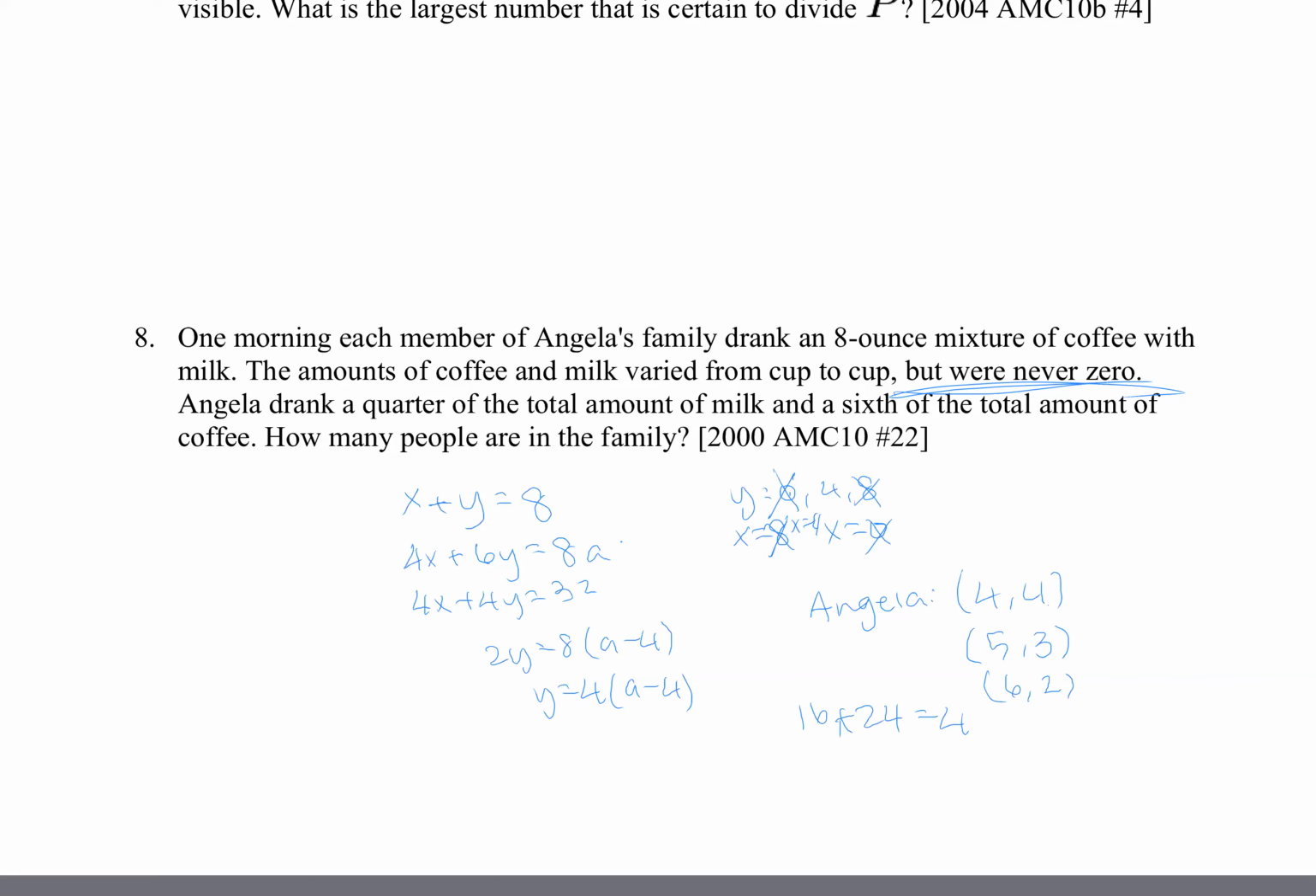Okay, anyways, so we just get that 16 plus 24 equals 40, and then 40 divided by 8 equals 5, so there's 5 members of the family. If you guys have any questions, you can put it in the Q&A section.